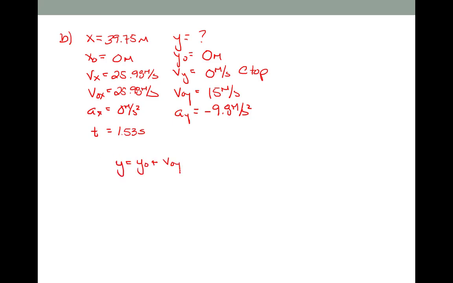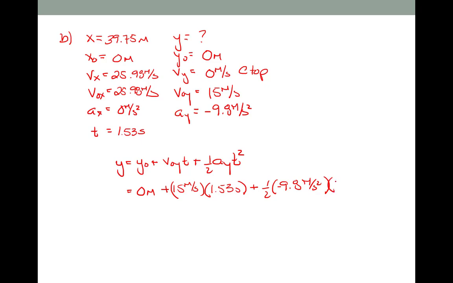So for that, the easiest equation to use is the y equals y naught equation. So y naught is 0, plus 15 meters per second times 1.53 seconds, plus 1/2 of negative 9.8 meters per second squared times 1.53 seconds all squared. And that works out to be a height of 11.48 meters.